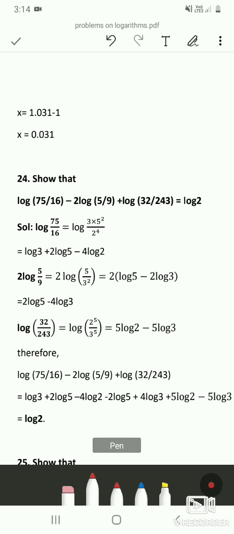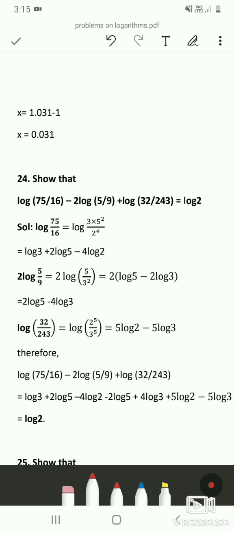So in this type of problem, try to rewrite the terms in some simple way, in terms of the same numbers. That is, here you can see this is 5 and here 9, which is a multiple of 3, and 32 is a multiple of 2. So try to rewrite all the terms in terms of 3, 5 and 2, so that the simplification will be easy. So therefore log 75 upon 16 can be written as log of 3 into 5 square upon 2 raised to 4.